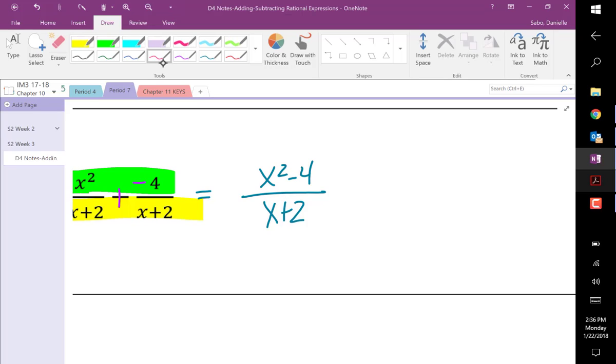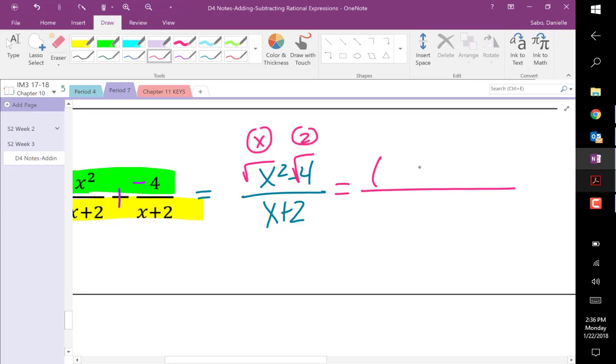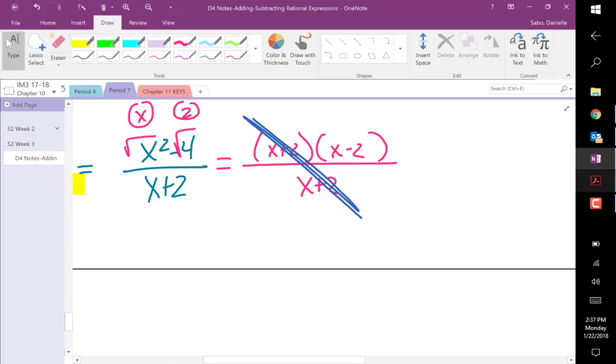You liked these ones. Difference of 2 squares. What's the square root of x squared? Yeah, what's the square root of 4? And then how do I write that when I factor? There we go. And from there, we can see that this lovely piece cancels, and I am just left with x minus 2.